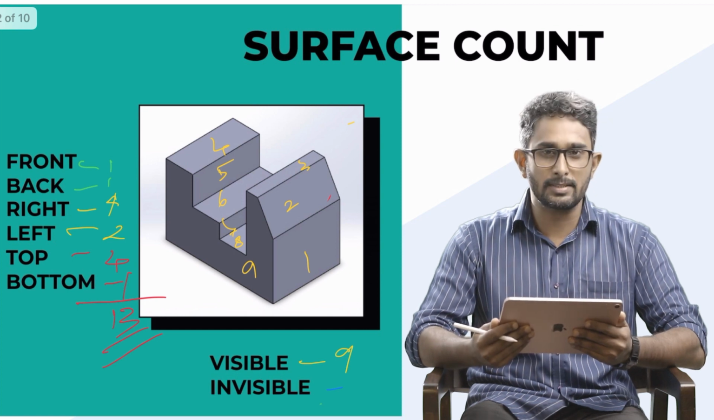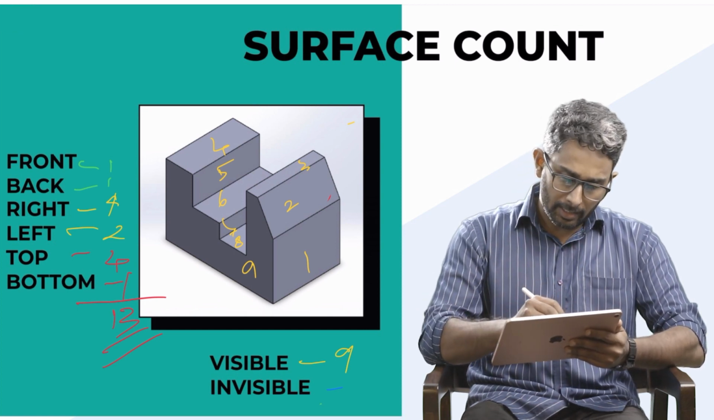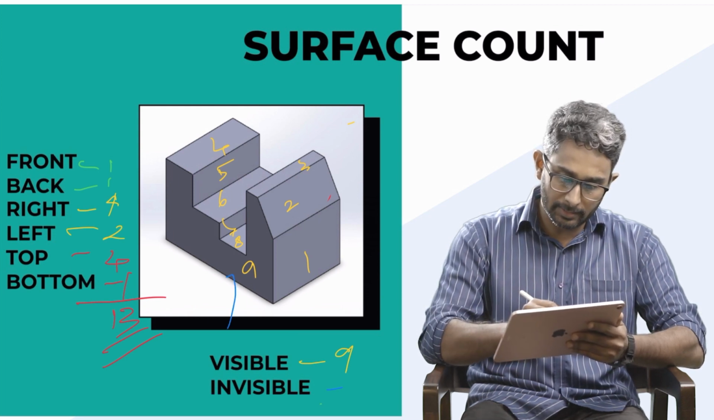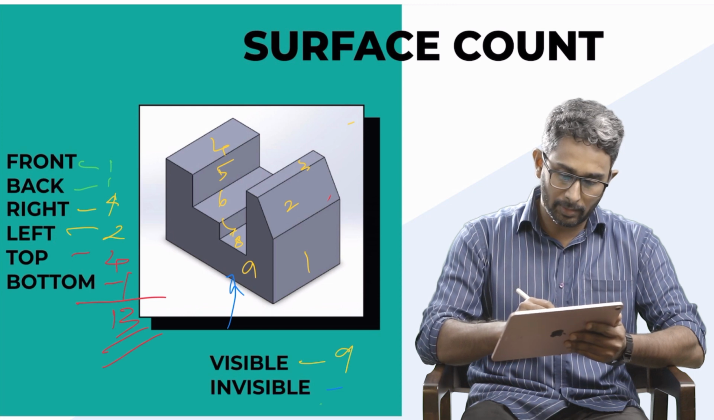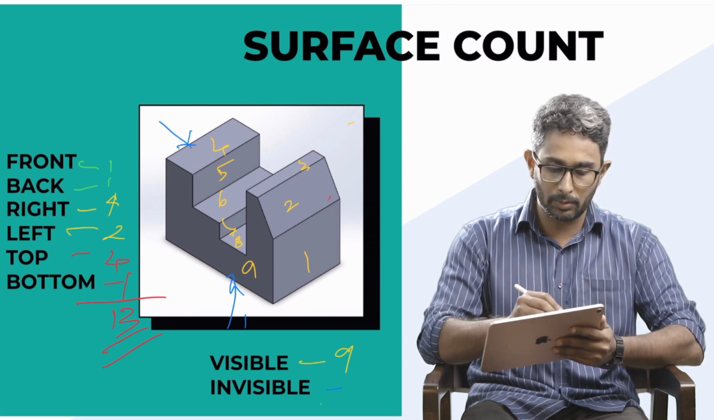How many invisible surfaces are present in this figure? So we will start with the bottom side. Okay, bottom side is invisible for us. This one is the bottom side. That is 1. Left side is also invisible to our eyes.